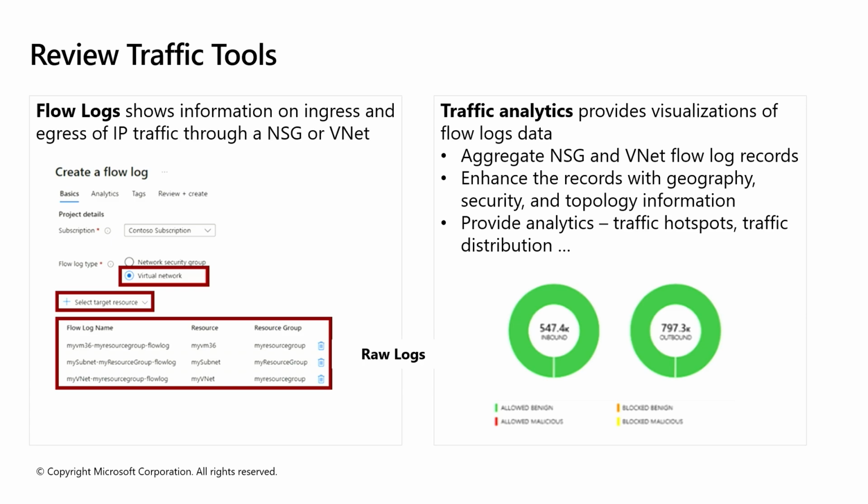On the other hand, we have traffic analytics. It will provide us with visualizations of the flow logs data. It will aggregate all these NSG and VNet flow log records and then enhance those records with geography, security, and topology information. Last but not least, it will provide us with analytics like traffic hotspots or maybe traffic distribution.